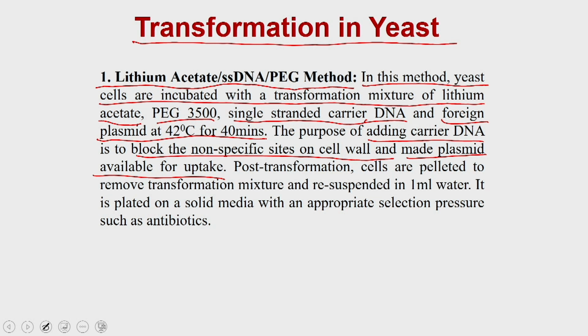So, what you do is you incubate the yeast cells in a transformation mixture which contains lithium acetate, PEG 3500, single stranded carrier DNA and foreign DNA at 42 degrees Celsius for 40 minutes, and that will allow the uptake of these plasmids into the cell. Once the transformation is over, the cells are pelleted to remove the transformation mixture and resuspended in water.